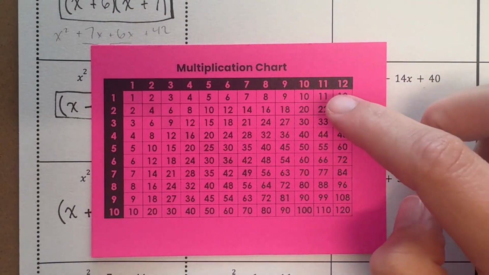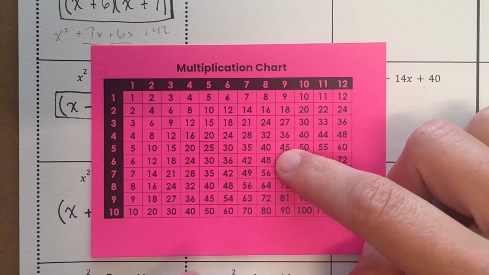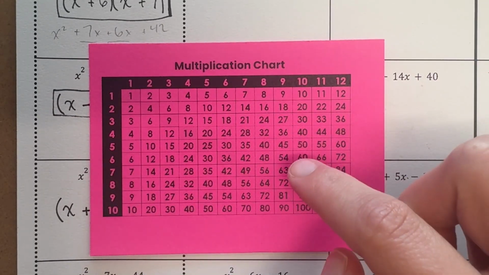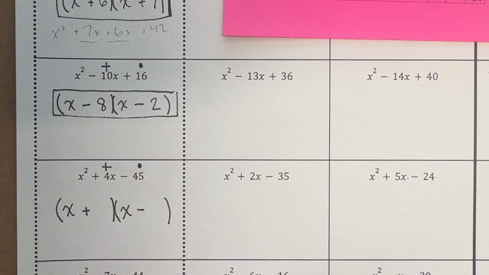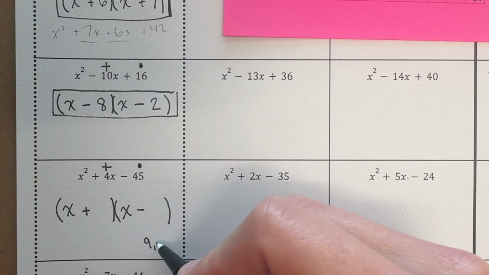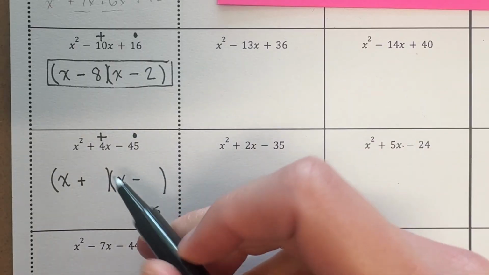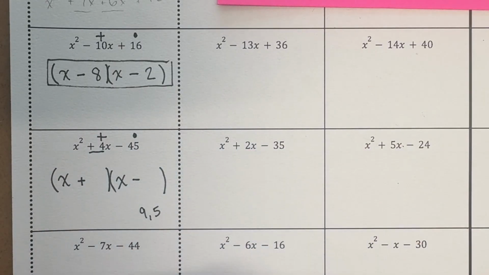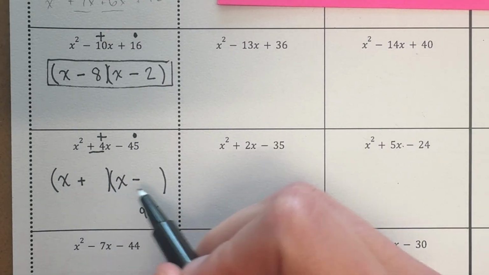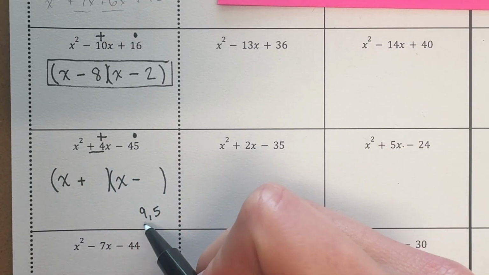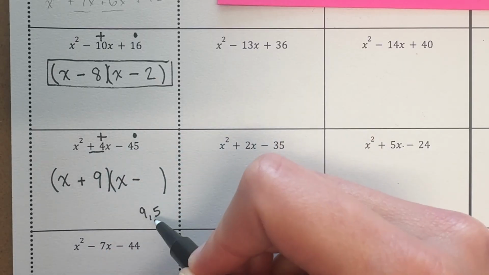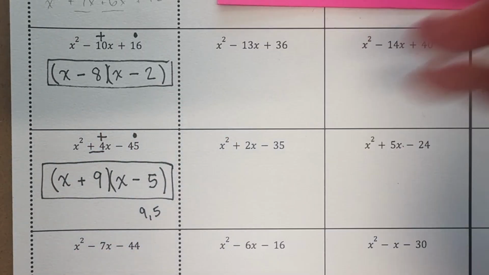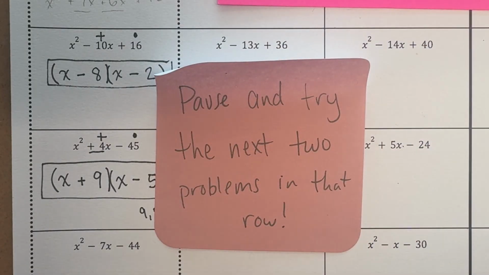Let's see. Multiply to 45. Here's a 45. 9 times 5 is 45. Is 9 minus 5 4? Yeah, it is. So my two numbers are going to be 9 and 5. And I have to decide which one I want to make positive and which one I want to make negative. I want my two numbers to add to a positive. So therefore, when I combine them, I want there to be more positives than negatives. So I'm going to make my larger number positive and my smaller number negative. Okay, once again, go ahead and pause and try the two problems in that row.